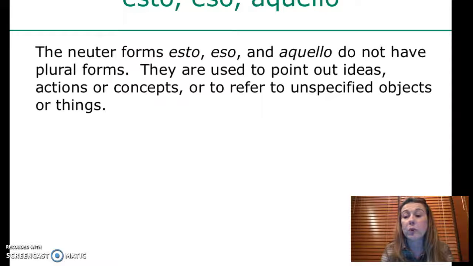Now, our last type of pronouns that we have are esto, eso, and aquello. And these are neuter forms. Not neutered. We're not talking about pets here. Neuter, which just means neutral. And we use these to point out ideas, actions, or concepts, or unspecified objects or things. So, you know, if we're talking about the idea of peace, and I want to say, I'm for this, then I would say esto, because peace, that is an idea, right? So, something like that.